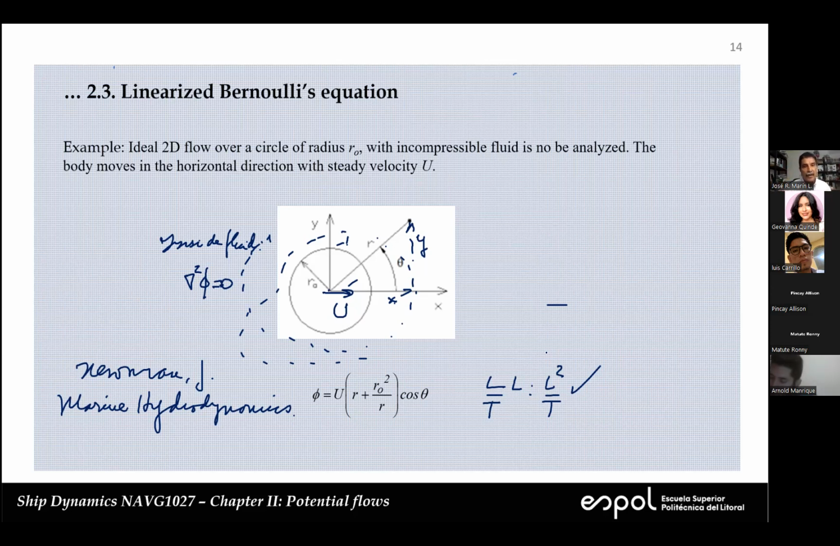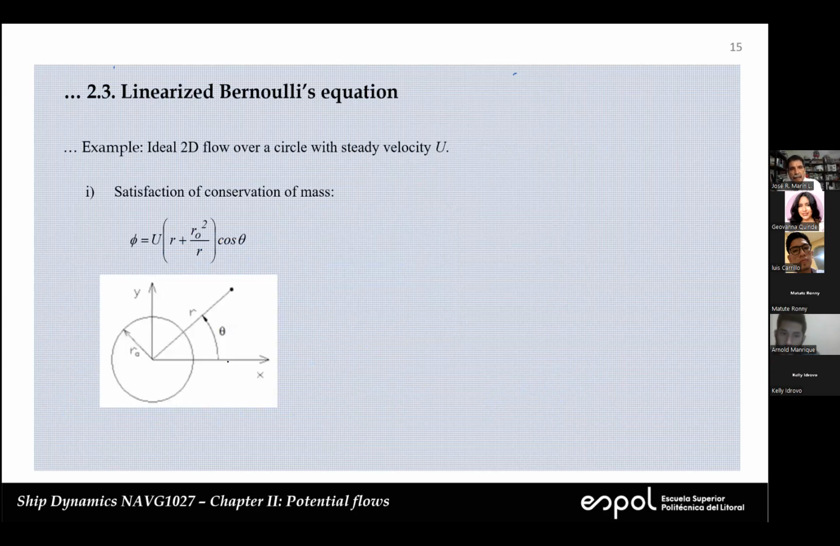Okay, please pay attention to this. There is an R in the denominator. That means that if R is very small, phi will blow up. That's typical of this type of problems. We call it singularities, okay? Now, so let's go in steps. First, we have to check that this function satisfies conservation of mass in the case of irrotational flow. That means that we have to satisfy Laplace's equation.